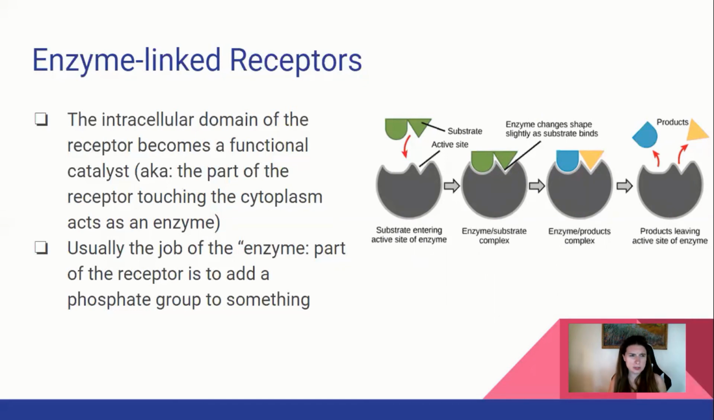Now, usually these enzyme-linked receptors are involved with something we call protein kinases, and they tack on phosphate groups to stuff, but we don't have to worry about that for the purposes of this course. And that's it.